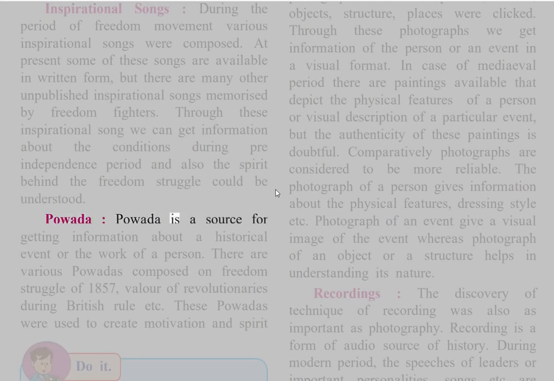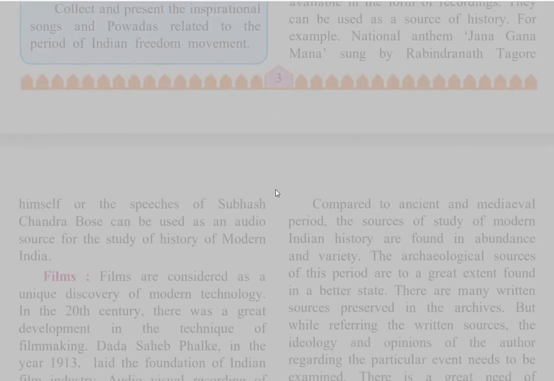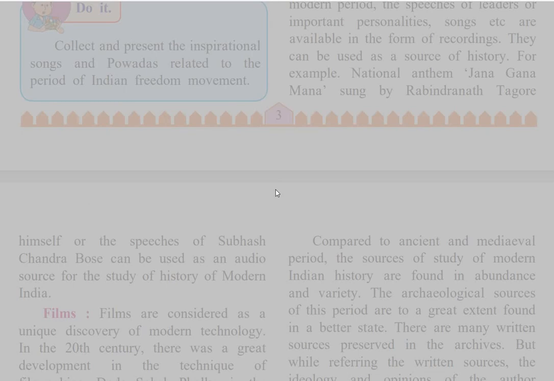Povada. Povada is a source for getting information about a historical event or the work of a person. There are various povadas composed on the freedom struggle of 1857, the valor of revolutionaries during British rule, etc. These povadas were used to create motivation and spirit. Collect and present the inspirational songs and povadas related to the period of the Indian freedom movement. Do it. Oral sources.